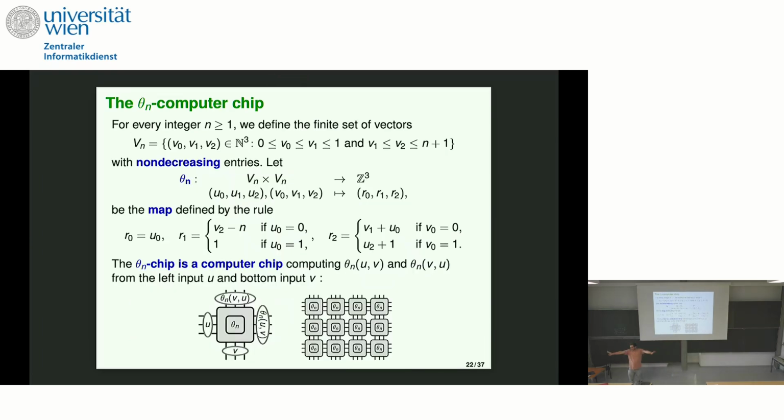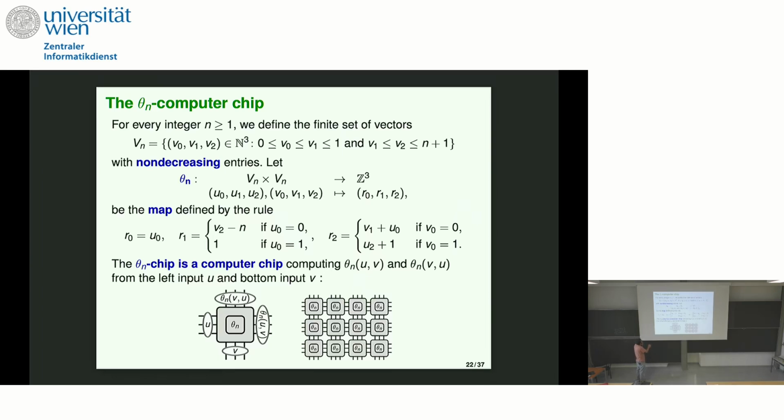Here's another way of defining these tiles. We are computing something. So what is it? Let Vn be a set of vectors in N3, so non-negative, non-decreasing, and I will say V1 is at most 1. Then I define a map which will take as input 2 vectors in Vn, and will output something which may not be in Vn, but it's a size 3 integer vector. And the map is defined by this. Comes out of nowhere, but it works.